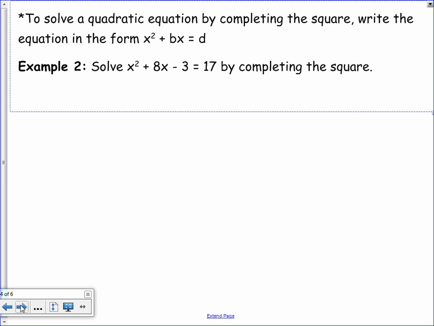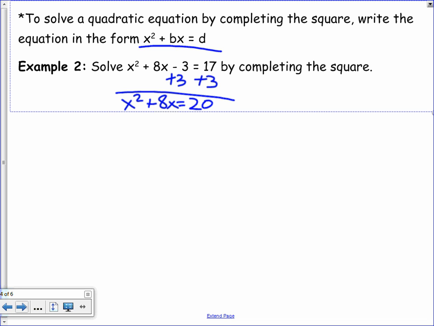Now what we need to do is actually solve. In that first part, we completed the square and got the binomial, but we didn't actually finish finding the solution. Here, we're going to actually be completing the square to solve. The first thing we want to do is make sure we get it into this form: x squared plus bx equals some number. Here we have x squared plus 8x minus 3 equals 17. So we want to move this minus 3 over so that we have it in the form x squared plus bx equals d.